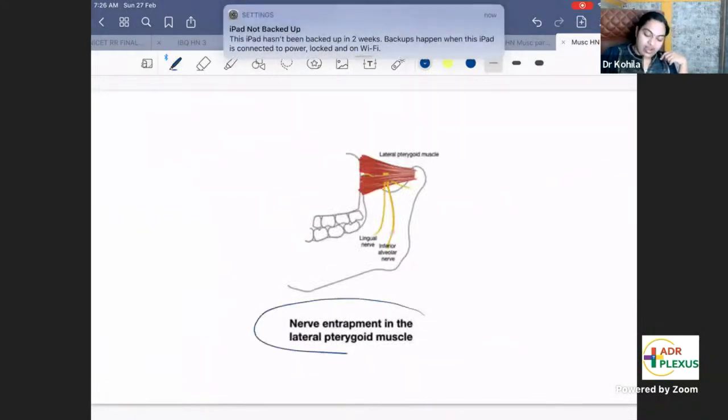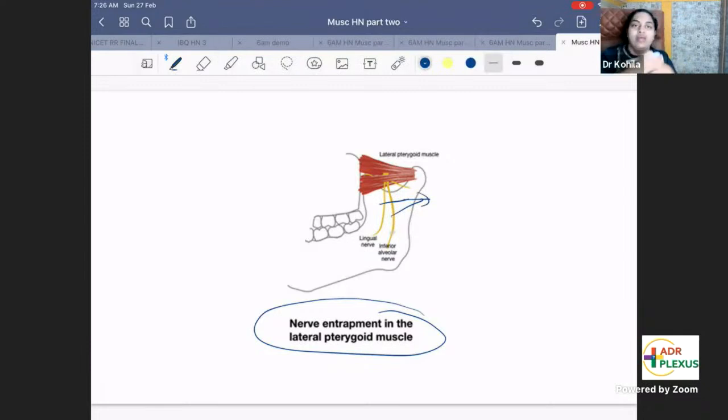Okay, so you can get a case scenario. The lingual nerve and the inferior alveolar nerve can sometimes get compressed and entrapped between the fibers of lateral pterygoid, causing pain radiating along the lower jaw.